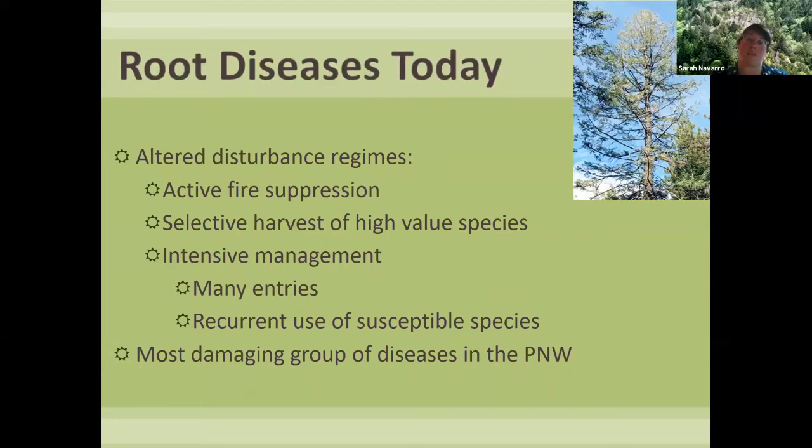Again, and then intensive management. So multiple entries into a stand, pre-commercial thinning can really exacerbate many root diseases like Heterobasidion with the cut stumps, or black stain root disease with root compaction, and then recurrent use of susceptible species. So cutting Douglas fir out of a laminated root rot pocket, but then replanting back with Douglas fir is going to increase the amount of fungus that's on the landscape, and then you will continue to have that problem. And it really is our most damaging group of disease in the Pacific Northwest.